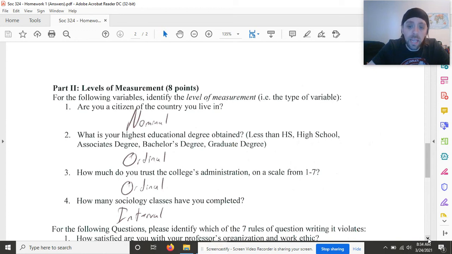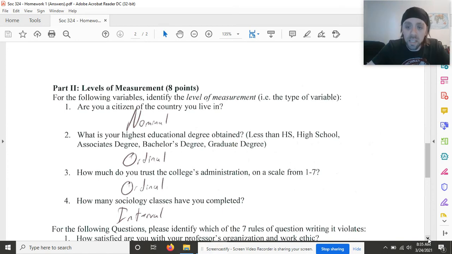But it's clear to me that if you have a high school degree, you have a higher educational degree than if you didn't finish high school. If you have a bachelor's degree, you have higher degree attainment than if you only had an associate's degree. So because these can be hierarchically ordered, but not in a consistent mathematical way, it's hard to know exactly the difference between a bachelor's degree and an associate's degree for individuals. That makes it ordinal.